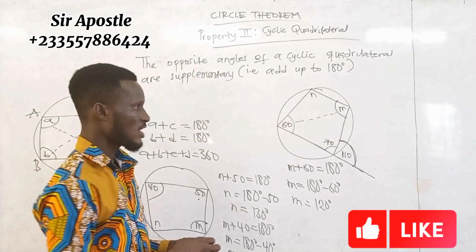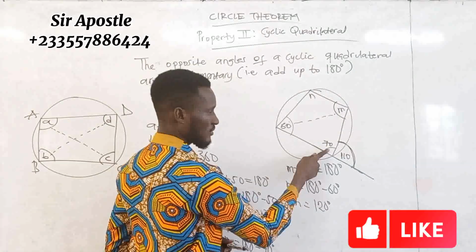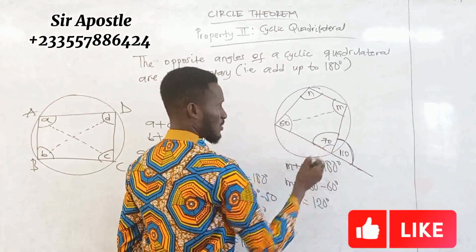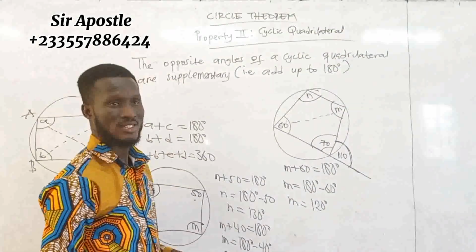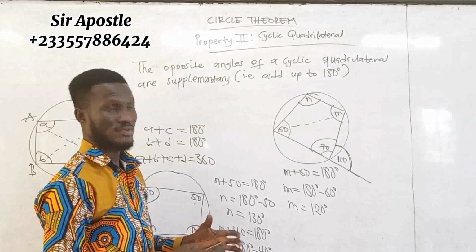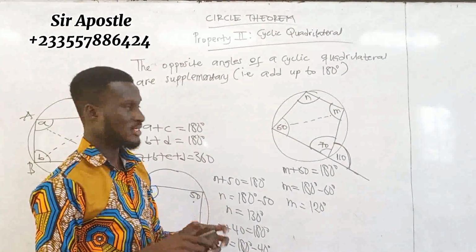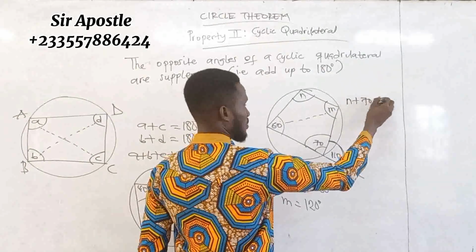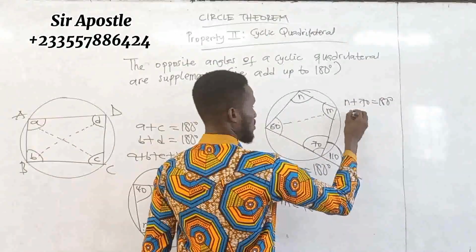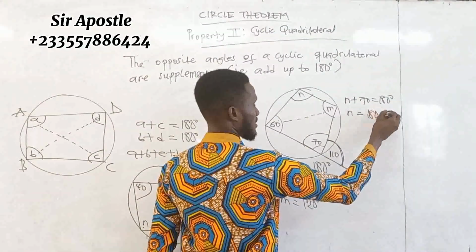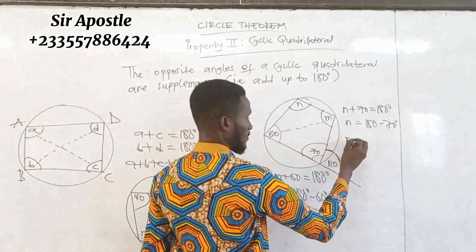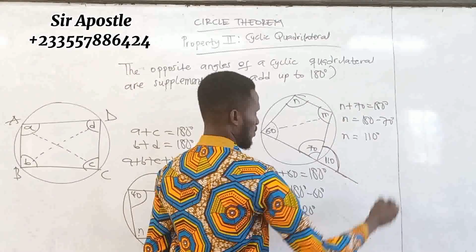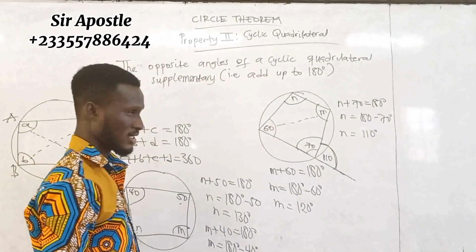Then we come back to here and here in the quadrilateral. They are opposite angles, so they form an angle of 180 degrees. So let's add them. We have N plus 70 is equal to 180 degrees. So N is equal to 180 minus 70. N is equal to 110 degrees. Oh wow, we are still getting 110.